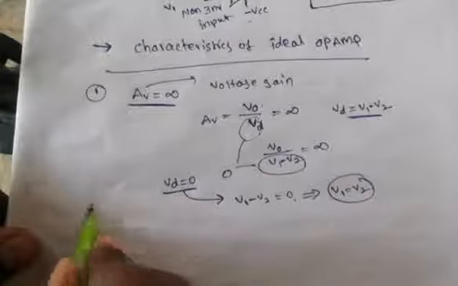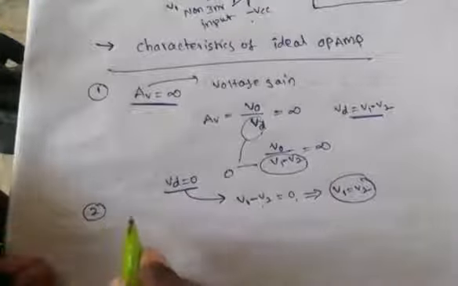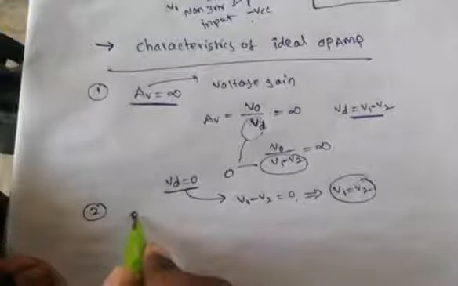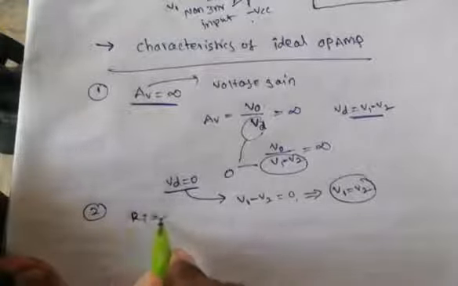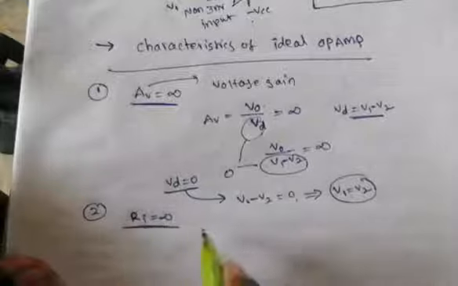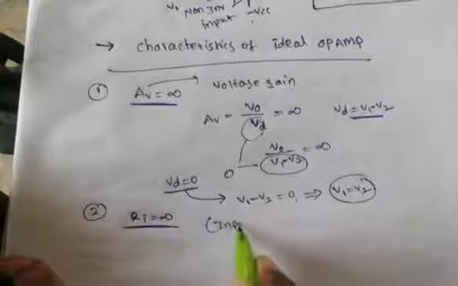And coming to the second point, the input impedance Ri should be infinity. So this is nothing but the input impedance.